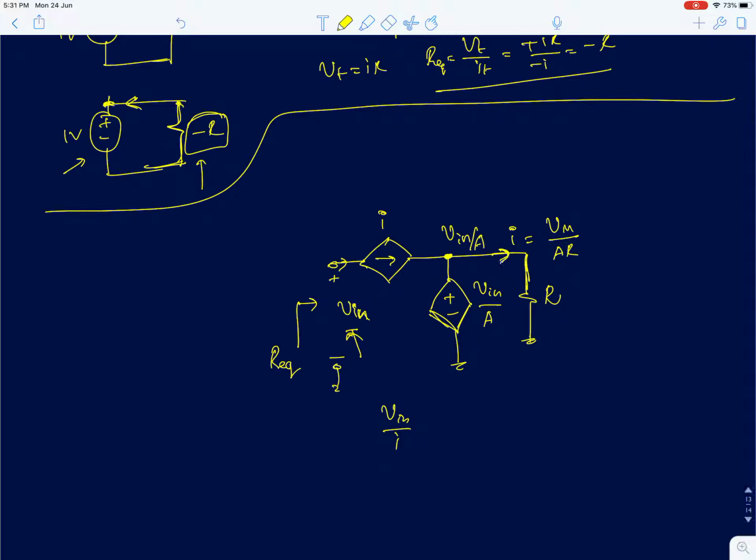So this current is the same as the current here. It's a current dependent current source. The current value is dependent upon the current flowing at this point. So this value is also V in by AR. So V in by I is simply A into R. So here I have designed a circuit which can multiply the resistance by a factor A using a combination of two dependent sources.